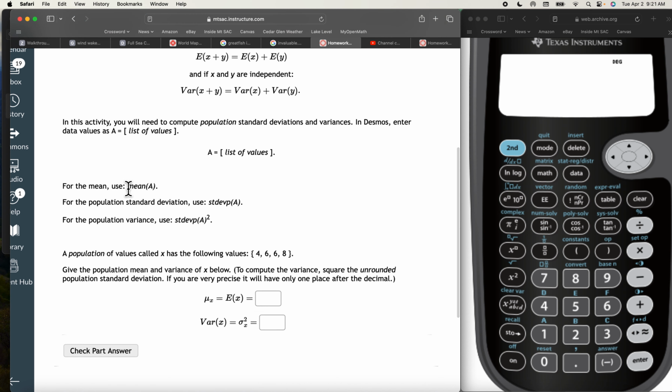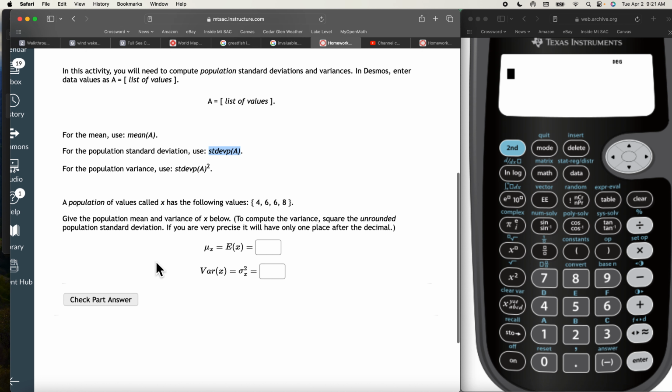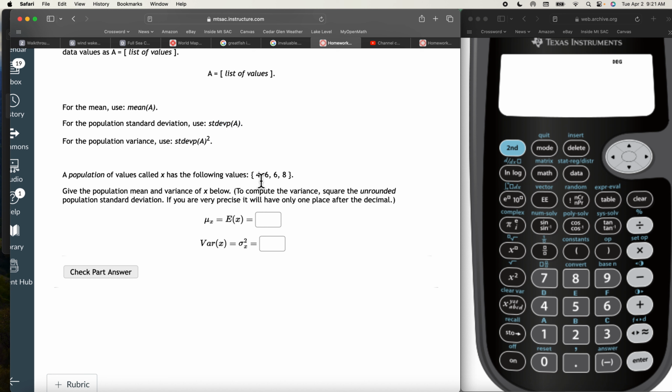The commands in Desmos are mean of a list, where A is your list of values in square brackets here. You do the mean, the standard deviation. This is going to be a population standard deviation, so the command has a little p in it for population. And for the variance, you just square that. Okay. And so we're going to start with a population of values here, 4, 6, 6, and 8. And we'll get the mean and the variance real quick.